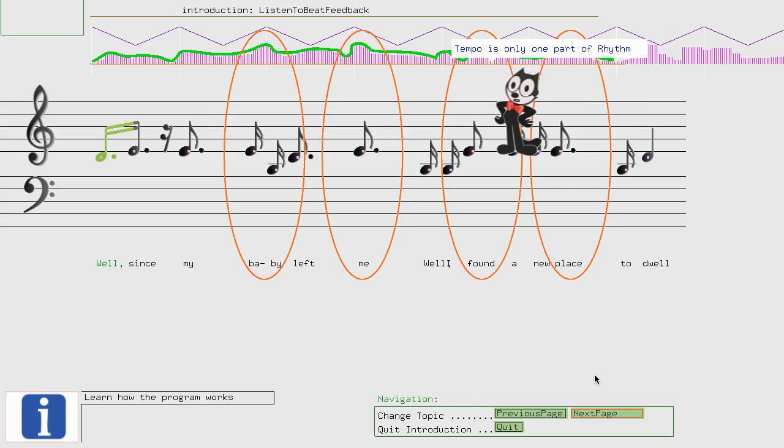Tempo is only one part of rhythm. The more important part of rhythm is the emphasis of sounds. Rhythm is the combination of short and long, soft and loud sounds.